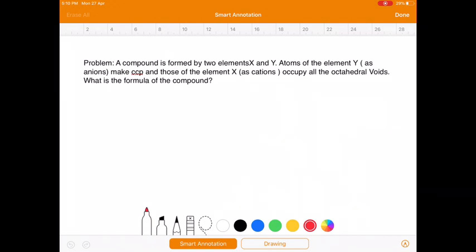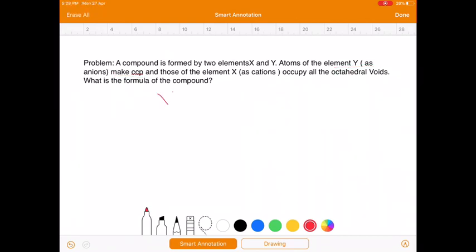So we have been given two elements X and Y forming a compound, and it is mentioned that the atoms of the element Y are the anions and they make the close packing CCP, and those of the element X form the cations, and the smaller cations occupy all the octahedral voids, and we are asked to find out the formula of the compound. So let us take this case.